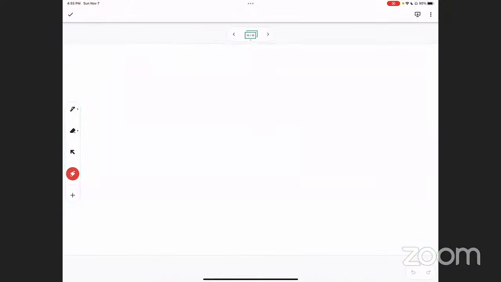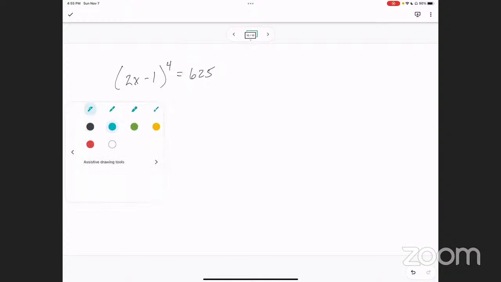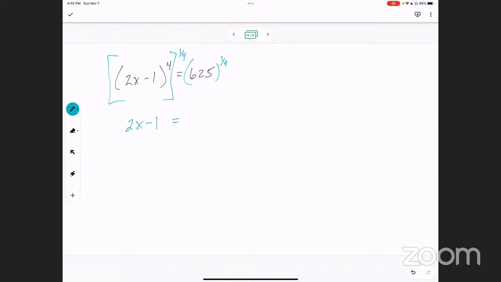Got time for another one? Yeah. So parentheses 2x minus 1, all to the 4th power, equals 625. I bet 625 is 5 to the 4th. You see what I'm doing here? So what am I going to do? Take the 4th root of each side. So what's the left side going to be? 2x minus 1, and then equals 5.